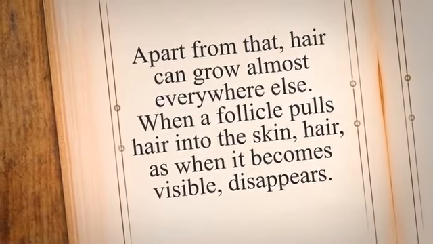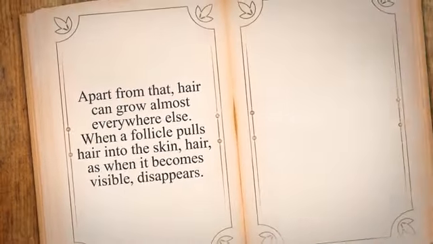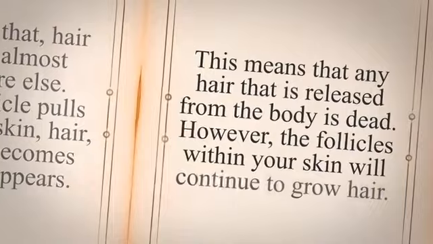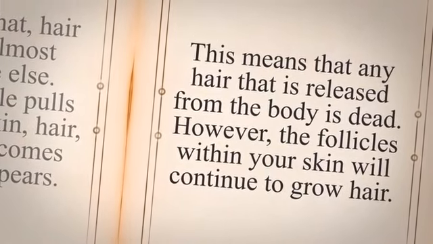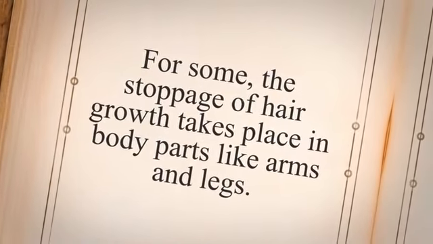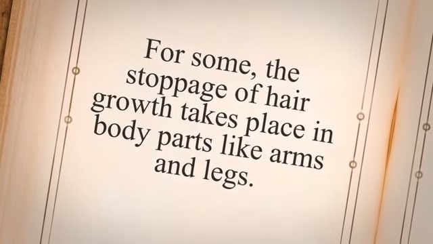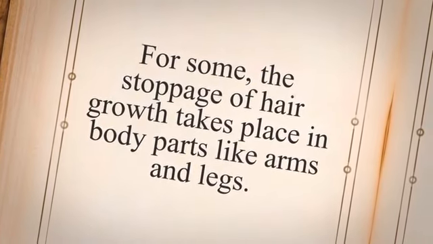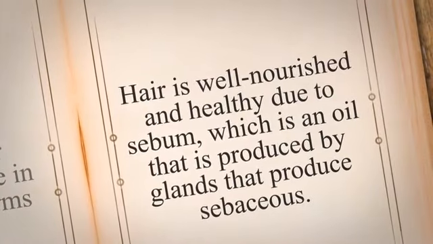When a follicle pulls hair into the skin, the hair, once it becomes visible, is dead. This means that any hair that is released from the body is dead. However, the follicles within your skin will continue to grow hair. As time passes, the hair follicles slow down production or stop hair growth completely. For some, the stoppage of hair growth takes place in body parts like arms and legs. For other people, the growth is halted on the head.